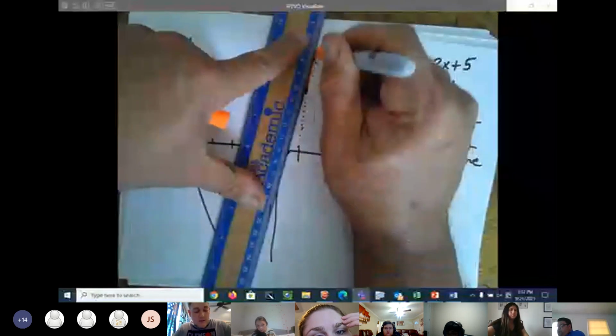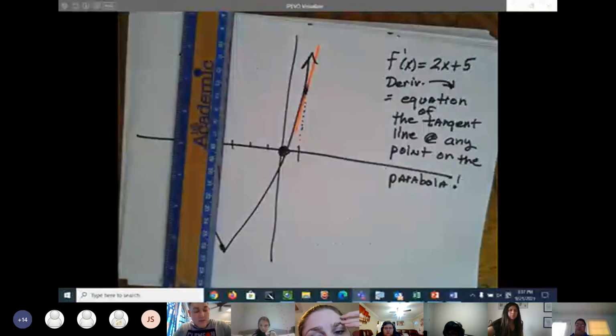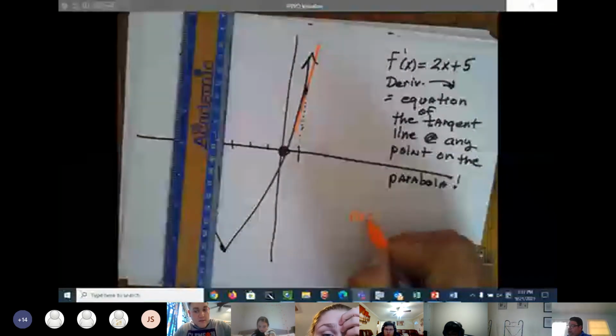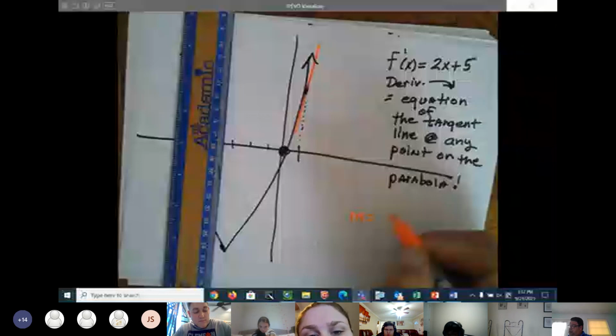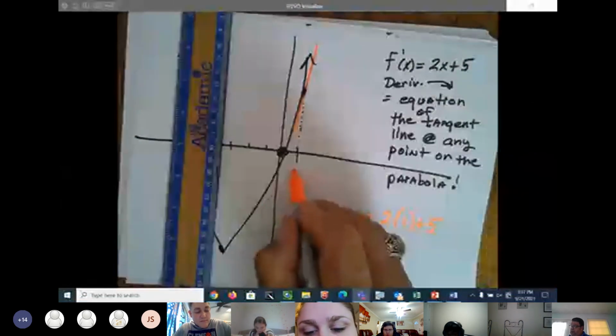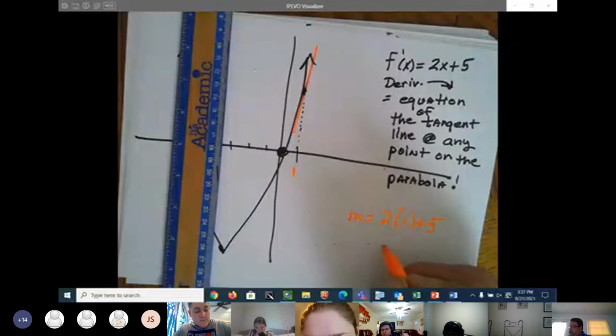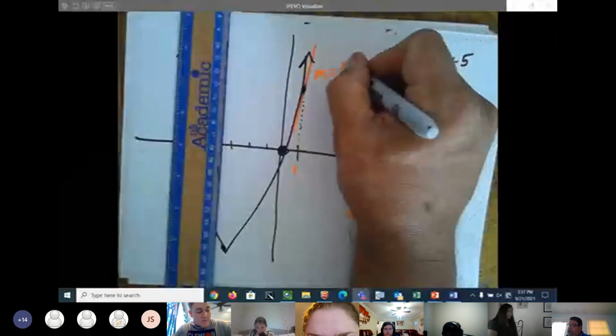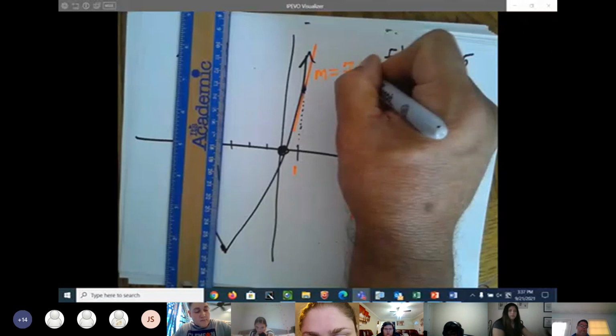There's my tangent line. Well, what is the slope of that orange line? M is equal to 2 times 1 plus 5. I plugged in 1 right there. And 7. So the slope of the orange line is 7.